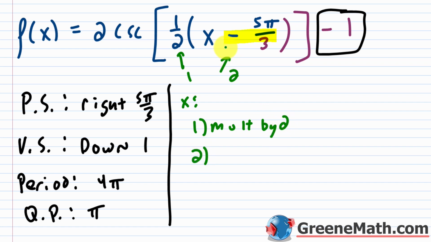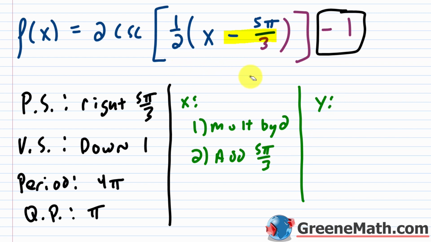Then this guy right here, I need to undo the subtraction of 5 pi over 3. Well, that means I need to add 5 pi over 3. So I'm going to add 5 pi over 3, and that shifted me to the right by 5 pi over 3. Then, again, for the y, this is always much easier and very straightforward.